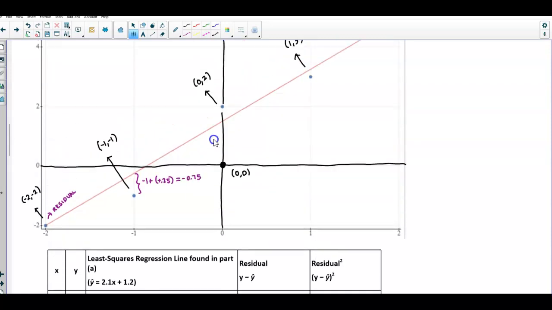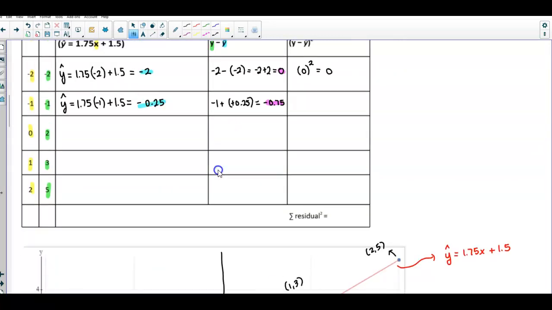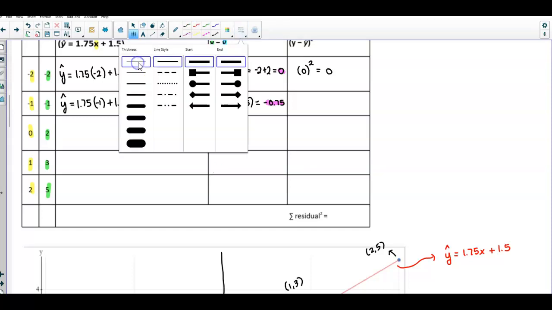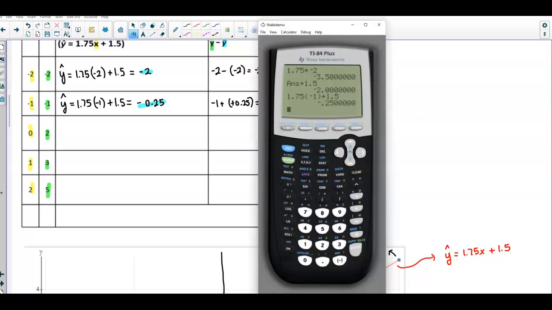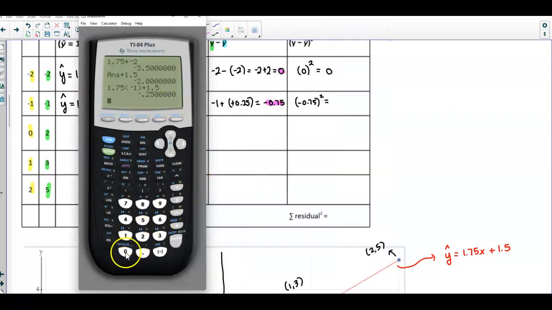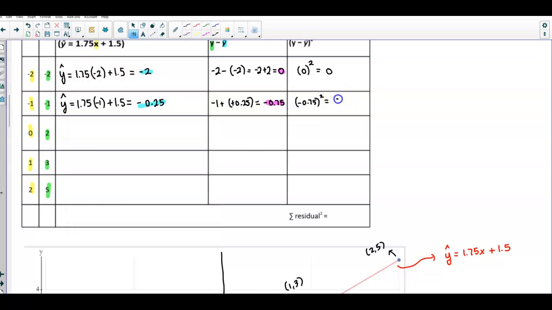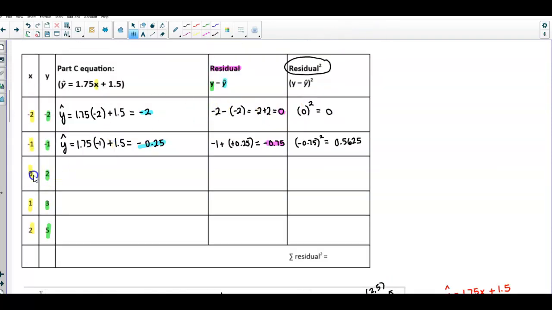Okay? Now we're going to look at the next point, which is 0, 2. And if you notice, this 0, 2 is above this line. So let's go ahead and do the same thing here. Now before we do that, we definitely got to make sure that we do the square. So over here, we're going to take negative 0.75, and then we're going to square that, and that gives us 0.5625.